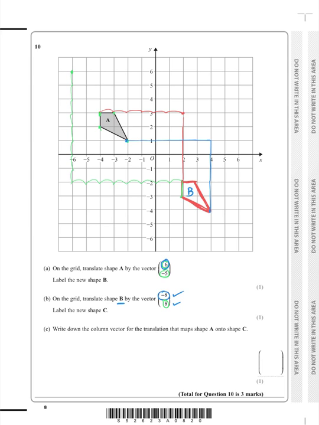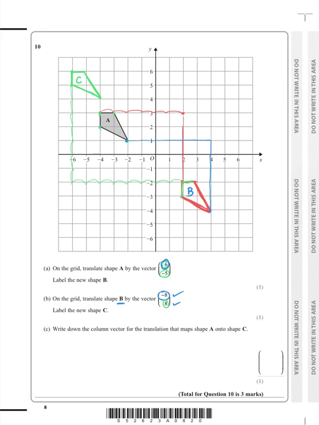Now the shape will still be preserved, so it'll be exactly the same shape. It will look the same. It's not being rotated or reflected. This is the tricky point here. So you could always do that one again from the start if you want. And we're going to label that one as C.